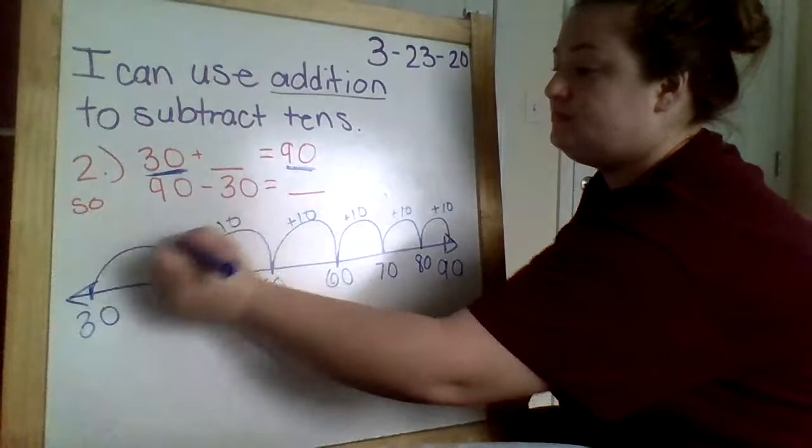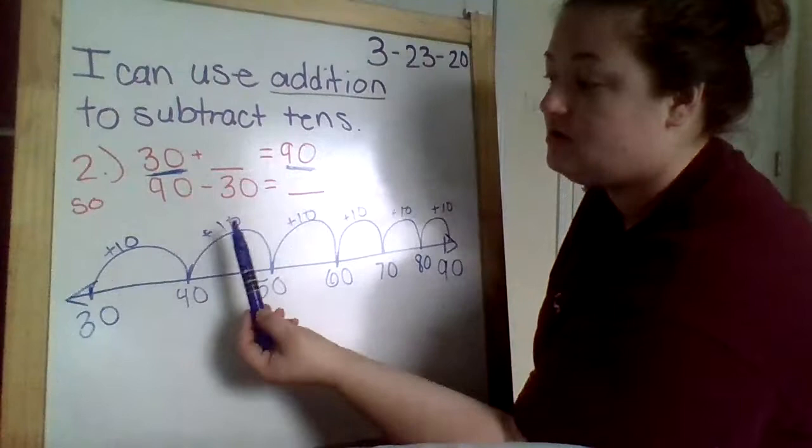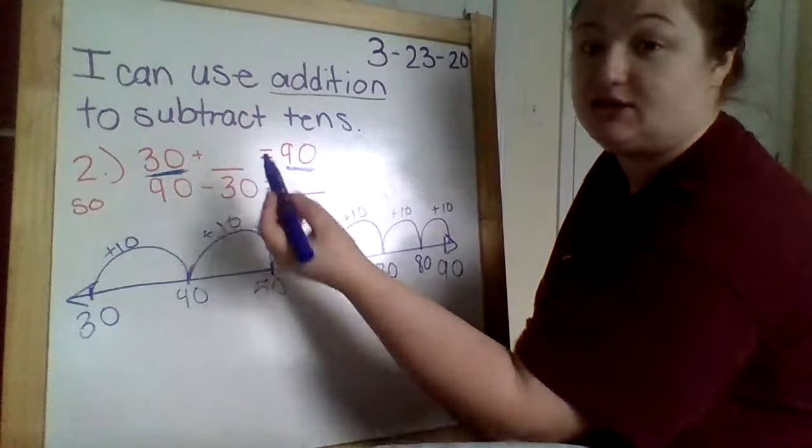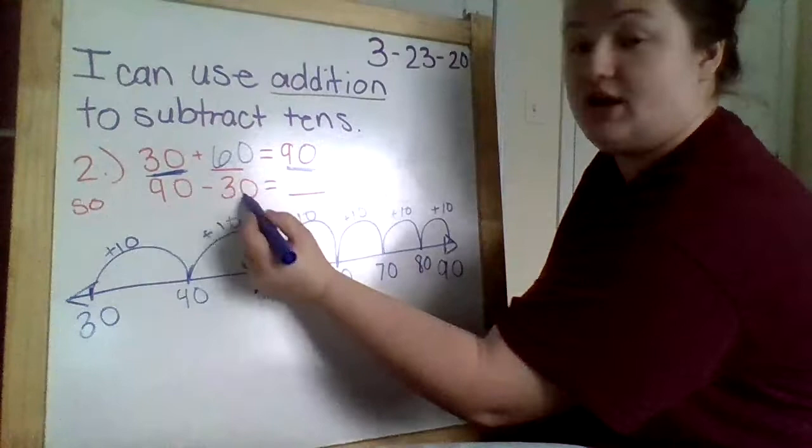Good. Okay, now we fill in our plus tens. And then we count and see how many big jumps we had. So this would be 10, 20, 30, 40, 50, 60 jumps. So 30 plus 60 gave me 90. So 90 subtract 30 would equal 60.